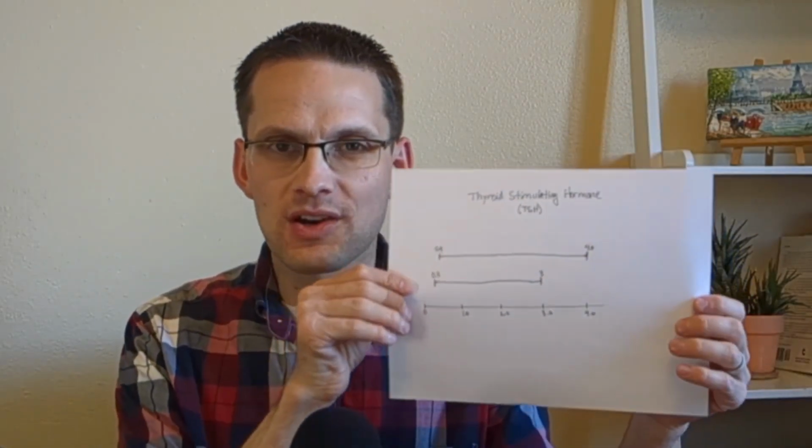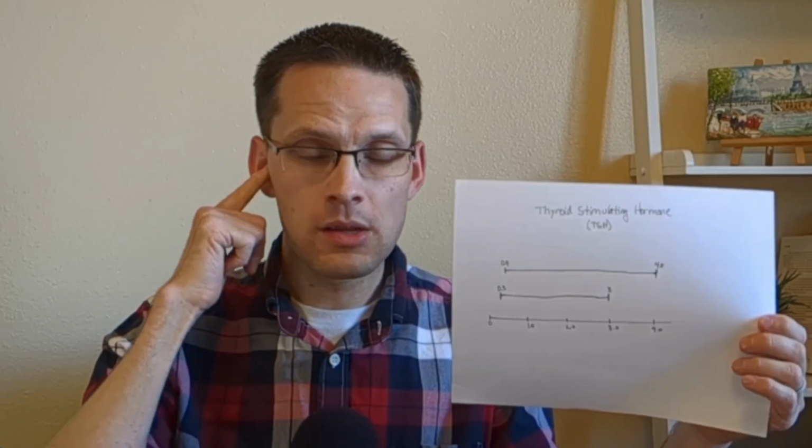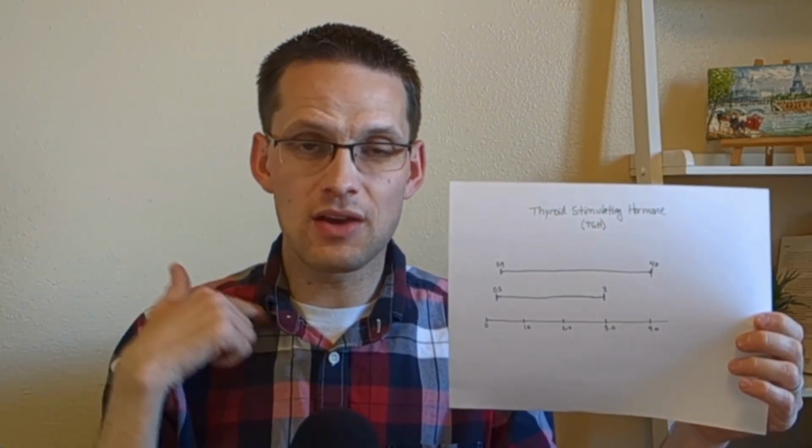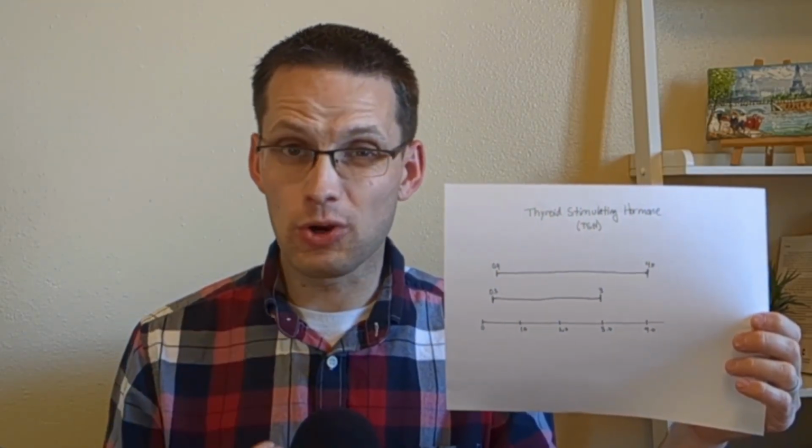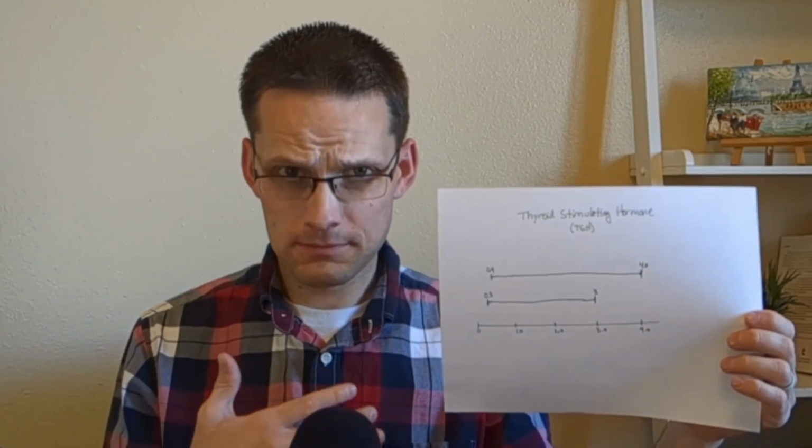One example that I want to show is with something called thyroid stimulating hormone, or TSH. TSH is a hormone that's made by our brain, and it goes down into our thyroid and tells our thyroid to produce thyroid hormone, which then goes out throughout our whole body.